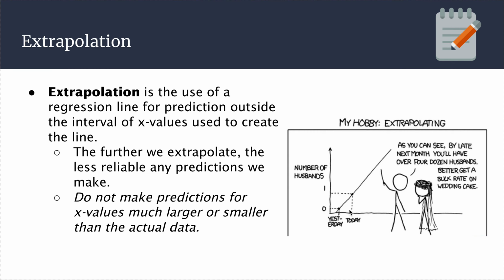Here's a great little comment from XKCD that talks about the dangers of extrapolation. This guy just got married to this woman. He says, "Yesterday she had 0 husbands. Today she has 1. As you can see, by late next month, you'll have over 4 dozen husbands. Better get a bulk rate on wedding cake." So extrapolating well outside of those given points is dangerous. We can't make conclusions very well from that.